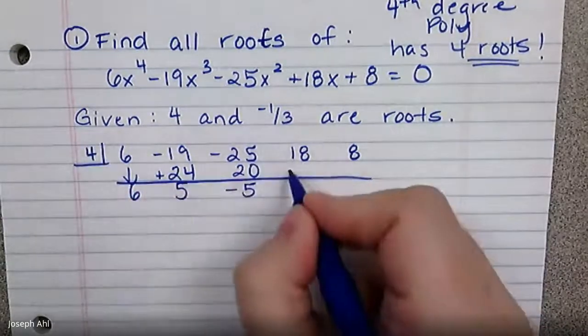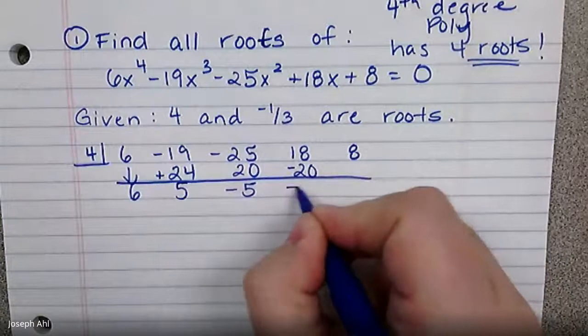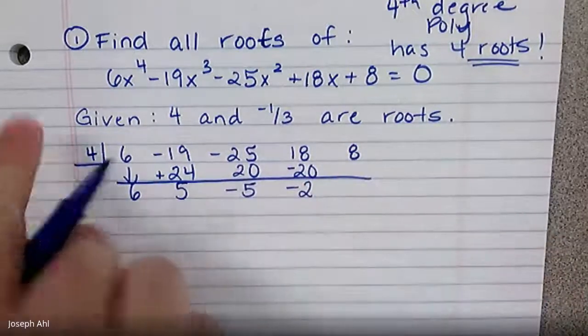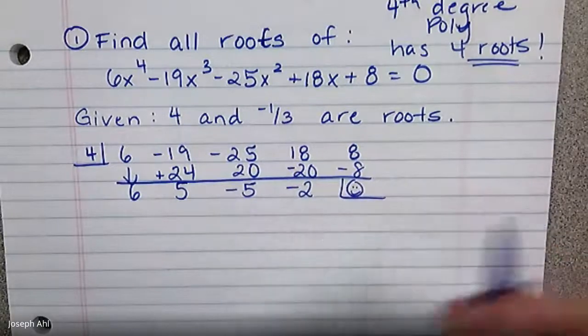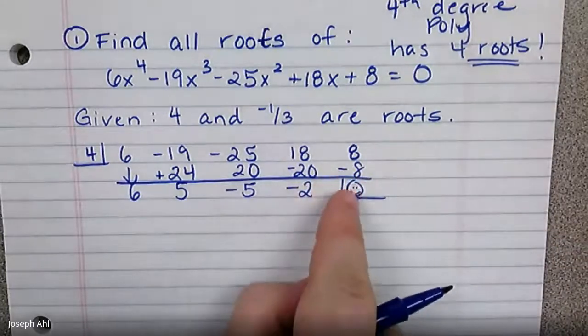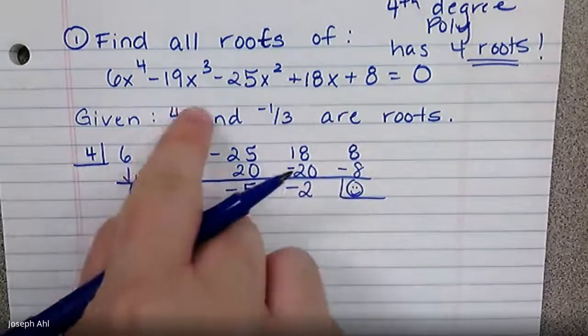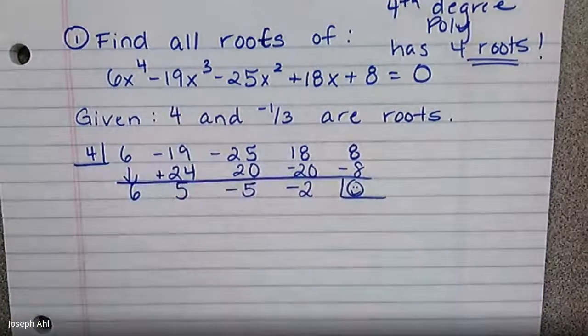-5 times 4 is -20, plus the 18 above it is -2. -2 times 4 at the end is -8, plus 8 is 0. Here's the deal. If you don't get 0, you did something wrong, because I'm telling you 4 is a root. So 4 is a root, definitely got to get 0 in the end.